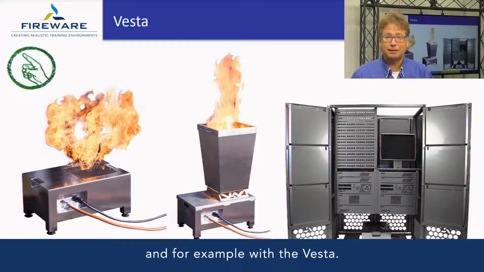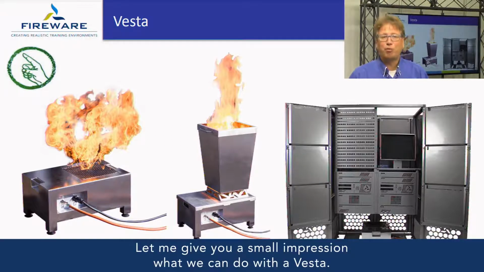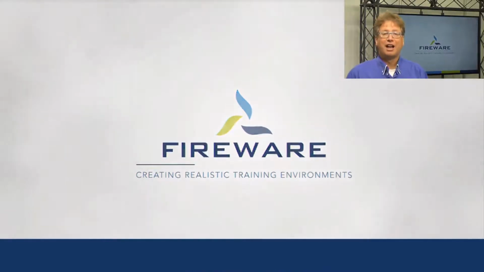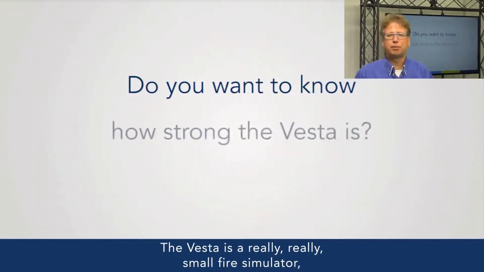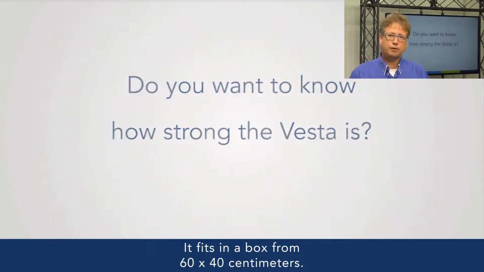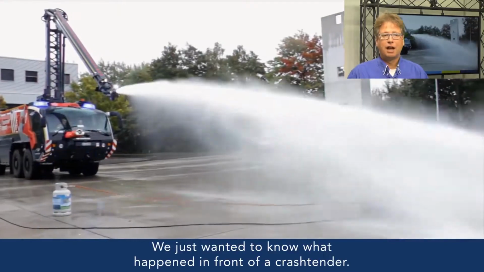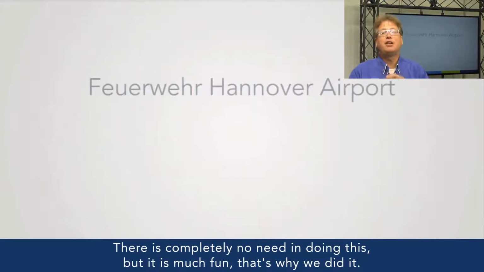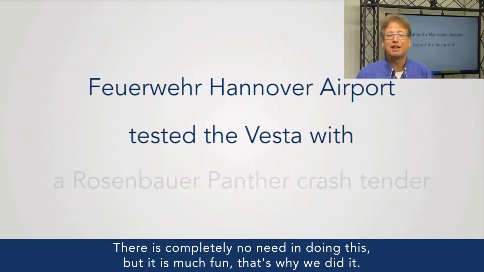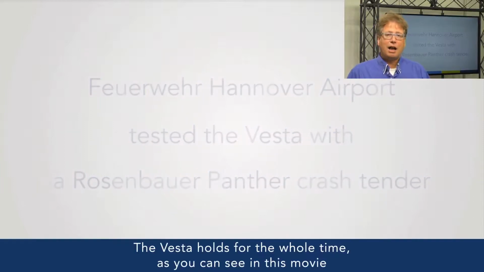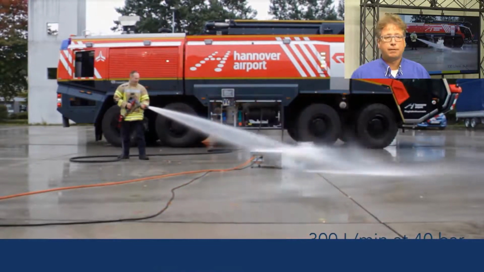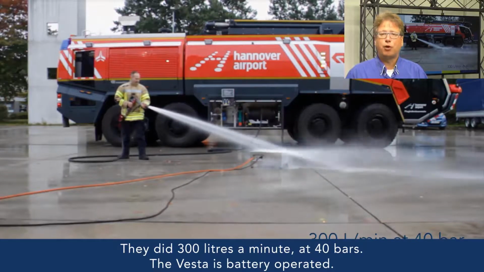And for example, that's the Vesta. Let me give you a small impression what we can do with the Vesta. And this is a movie that we made on Hanover Airport. And the Vesta is a really, really small fire simulator. It fits in a box from 60 up to 40 centimeters. And we just wanted to know what happened if we put it in front of a crash tender. There is completely no need in doing this, but it's so much fun, so that's why we did it, and that's why we made this movie. And it holds for the whole time. As you can see on this movie, we do 300 liters a minute at 40 bars.